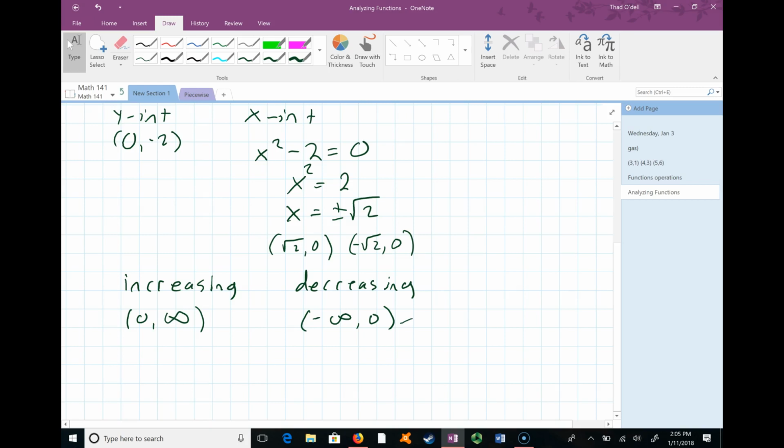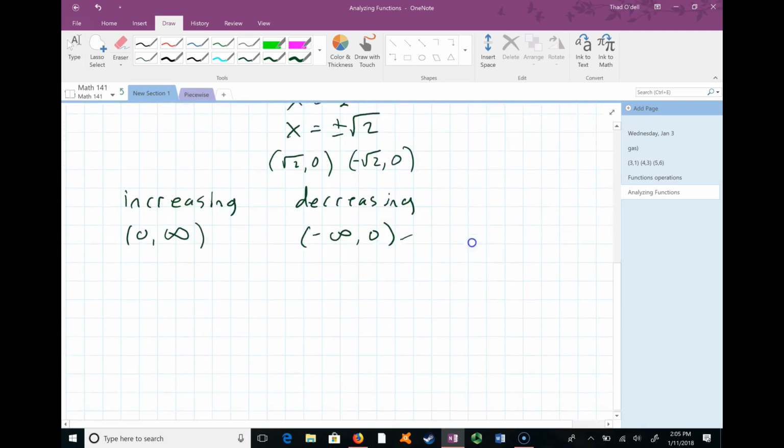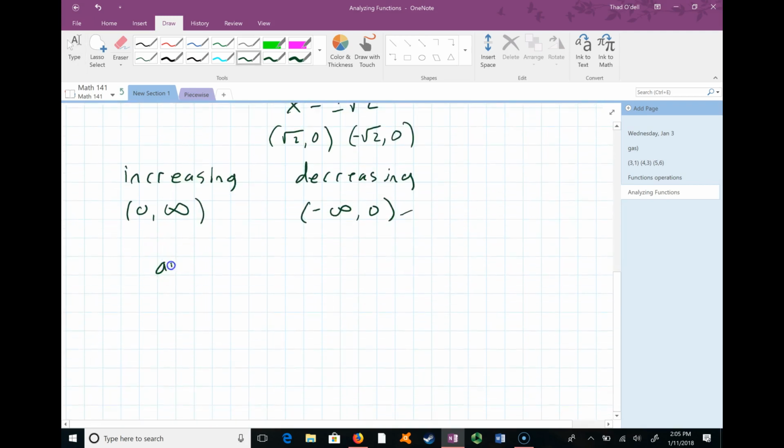we could talk about slope. Now of course if you look at this graph, the slope is changing all the time. So in this case we could talk about the average slope. So for example, we could calculate the average slope over the interval, say 1 to 2.